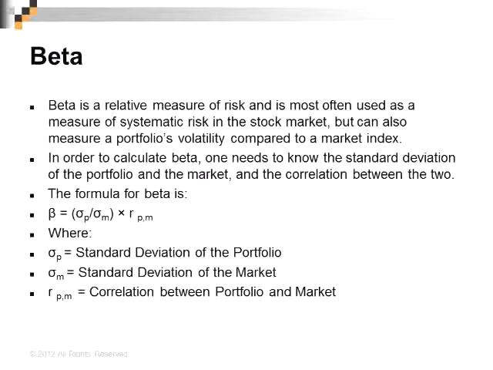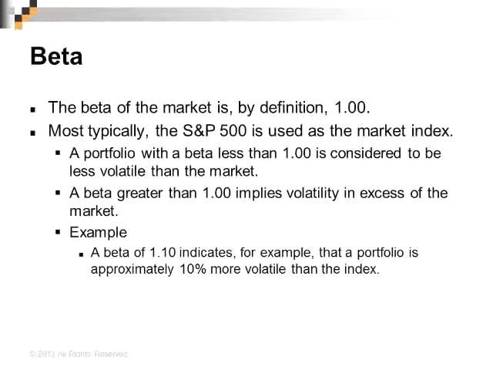What's beta? Beta is a relative measure of risk and is most often used as a measurement of systematic risk in the stock market. So if the whole market is 1 and your investment portfolio is at 1.34, you're taking 0.34 more risk than the standard market. Therefore, you should be getting a better return. If, on the other hand, your portfolio's beta is 0.82, that means you're taking less risk. And if you're taking less risk and get the same return, you're actually doing better.